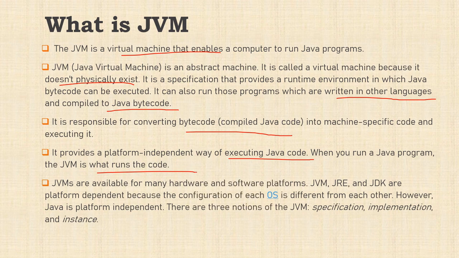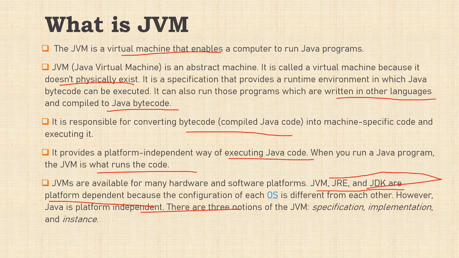JVMs are available for many hardware and software platforms. JVM, JRE and JDK are platform dependent because the configuration of each OS is different from each other. However, Java is platform independent.